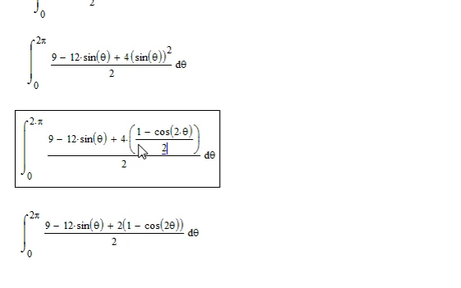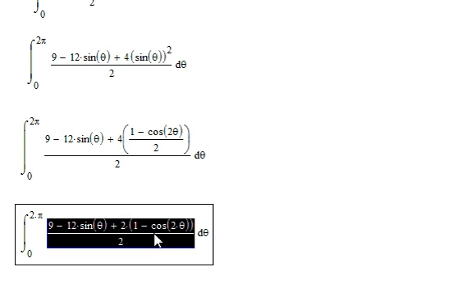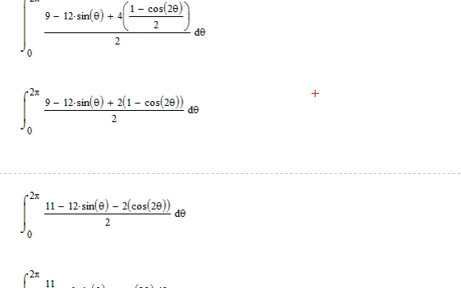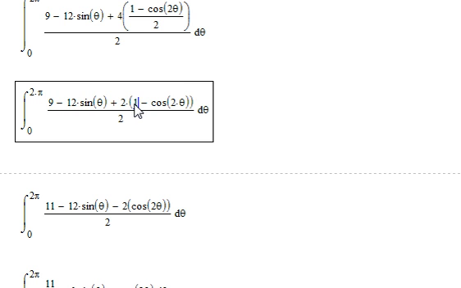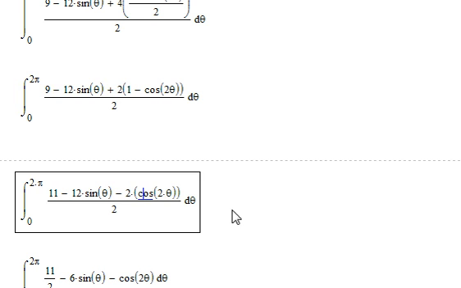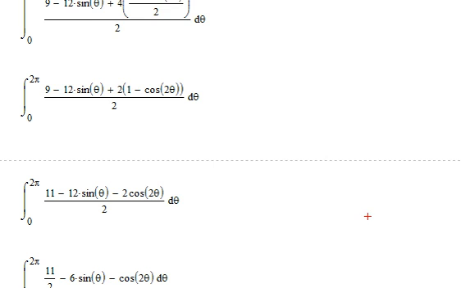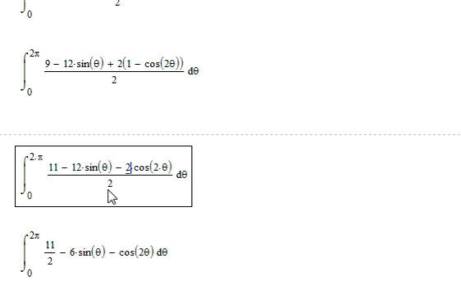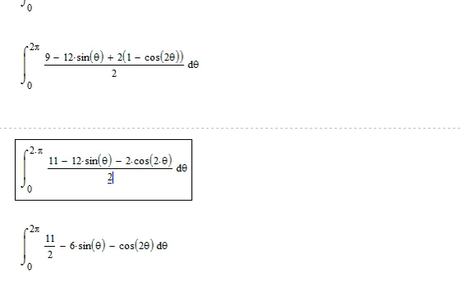Now this 2 and this 4 cancel, and so I need to integrate this function. I'm adding this 2 to this 9 so that all like terms are in the numerator. And now when I multiply this out, it shouldn't be too awful. I'm ready to integrate it now, so I'm integrating 11 halves minus 6 sine theta, and then this 2 over 2 makes just 1, so minus 1 cosine 2 theta d theta.